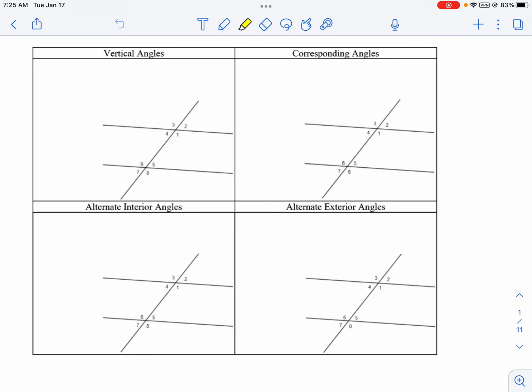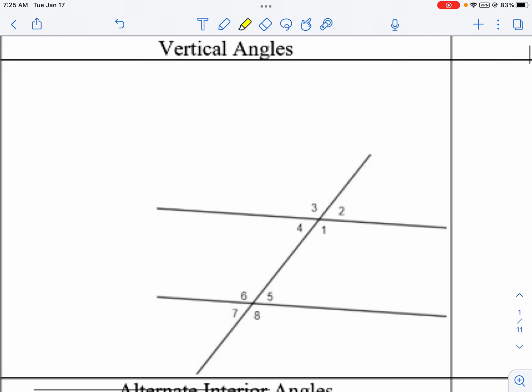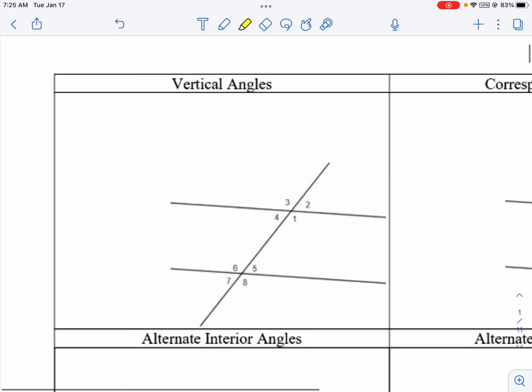What all of these angles have in common is that if you have any pair of these, they're going to be congruent angles to each other. Let's just talk about vertical angles really quick. Vertical angles are angles that are directly vertical to each other. So if you have angle 3, directly vertical to that would be angle 1. So angle 3 and angle 1 are vertical angles.